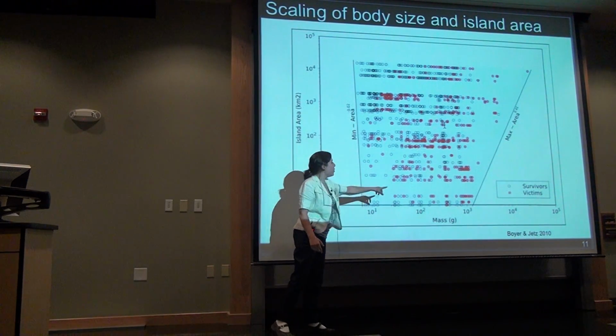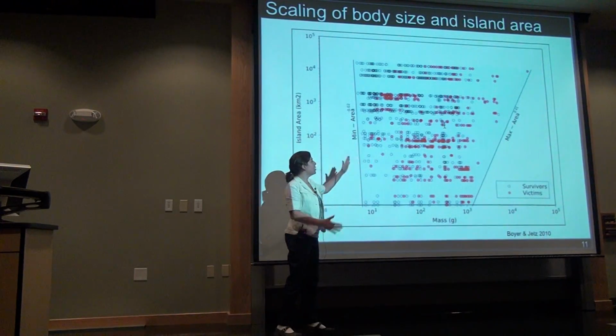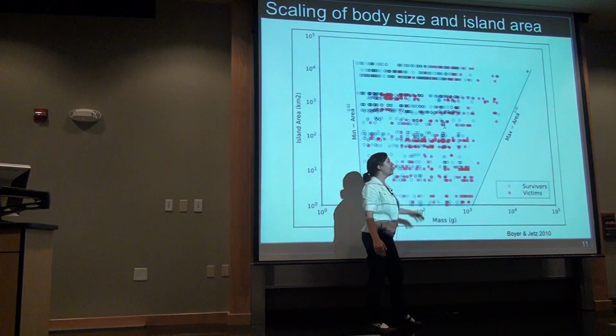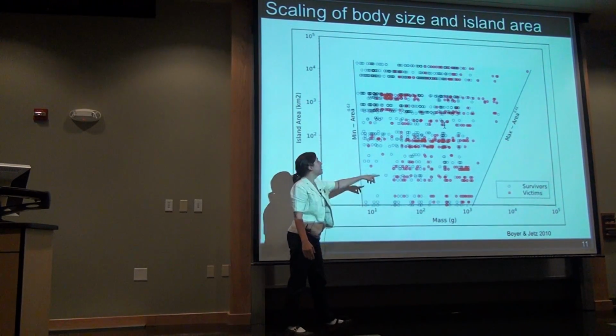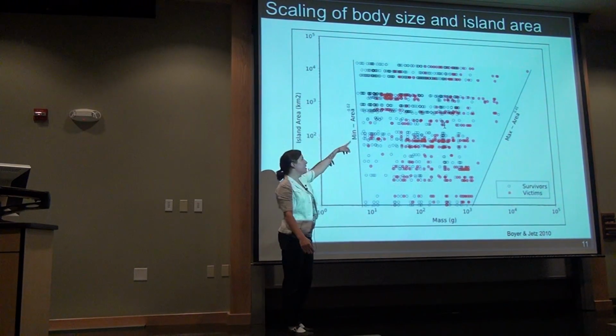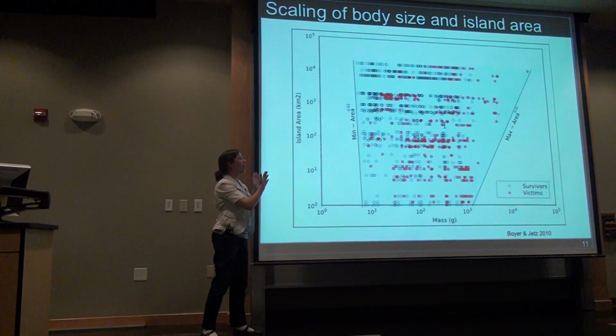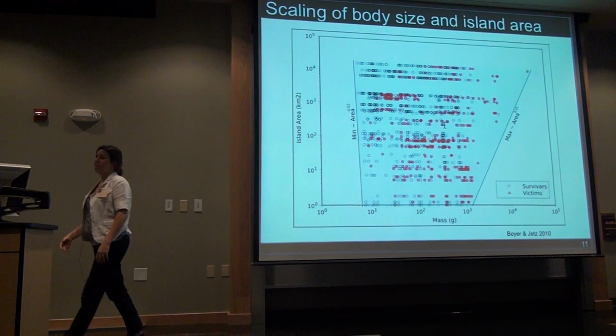So you can see beforehand, there was this really interesting constraint on maximum body size on each island, where larger islands here tended to have larger species. But you can see that that constraint has shrunk a lot as the larger bodied species have gone extinct.